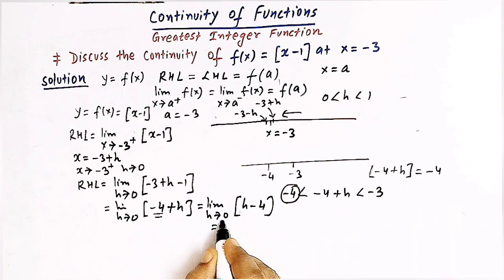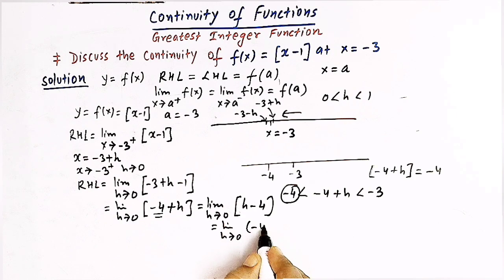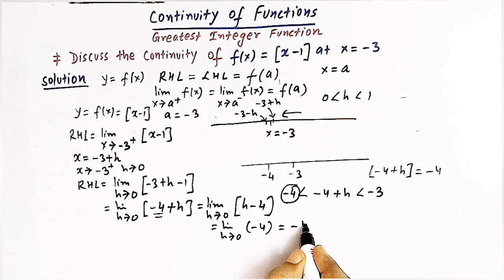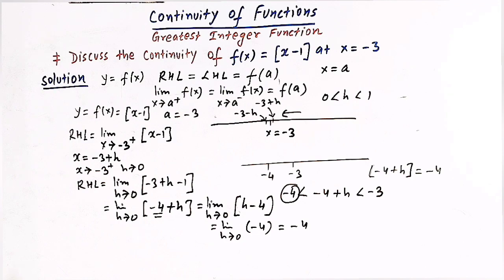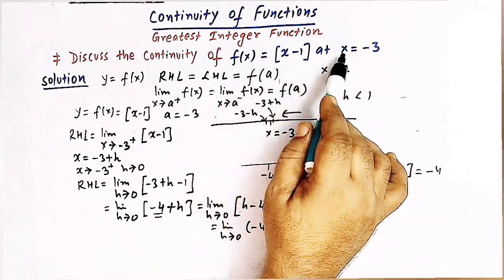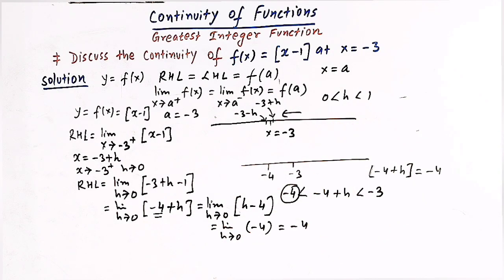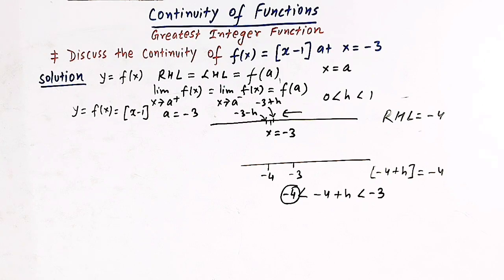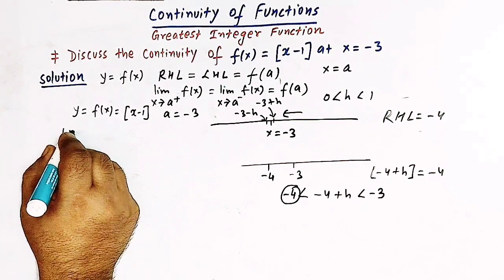So now we have limit h tends to 0, and here we have minus 4, so this is equal to minus 4. So the right hand limit of this function at x is equal to minus 3 is equal to minus 4. So now let us find out the left hand limit.